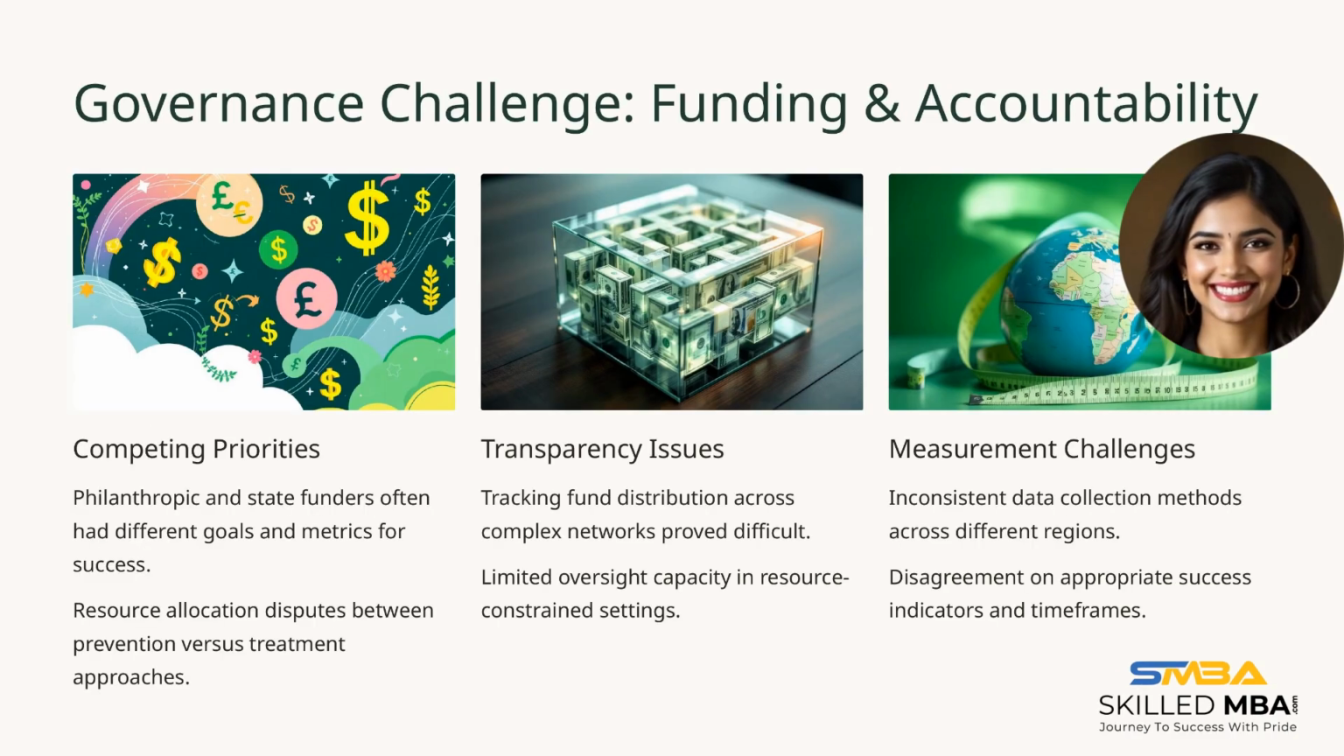Funding and accountability challenges arise from competing priorities between philanthropic and state funders, leading to disputes over resource allocation. Transparency issues complicate tracking fund distribution, especially in resource-constrained settings. Measurement challenges include inconsistent data collection and disagreements on success indicators, complicating efforts to align global strategies with local needs.